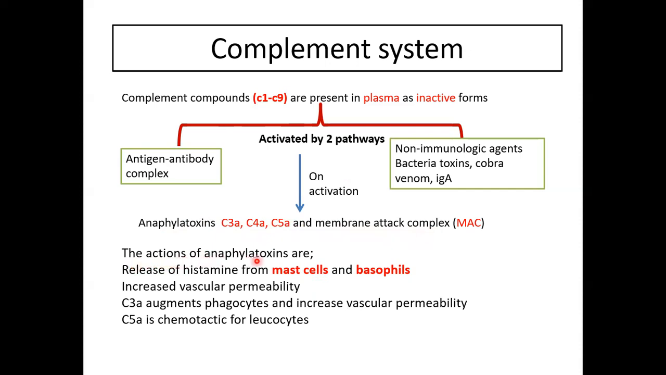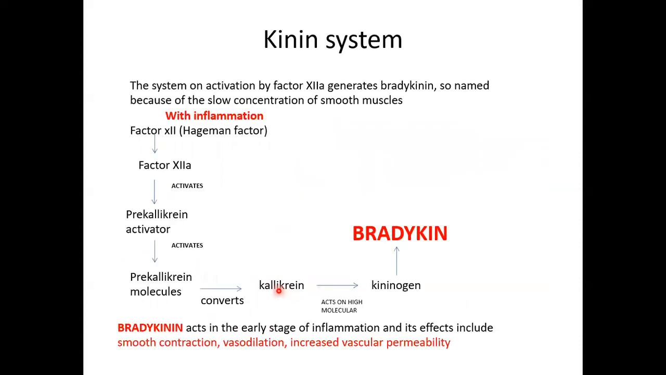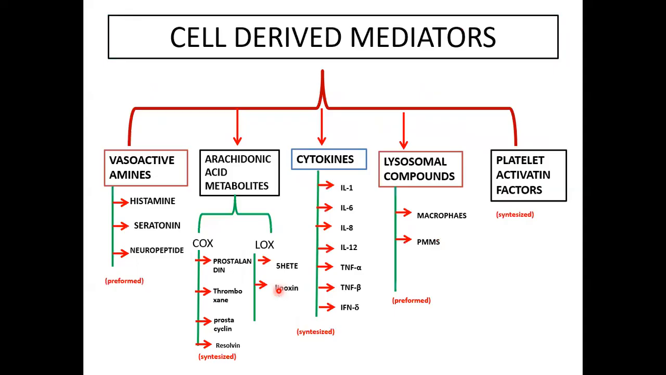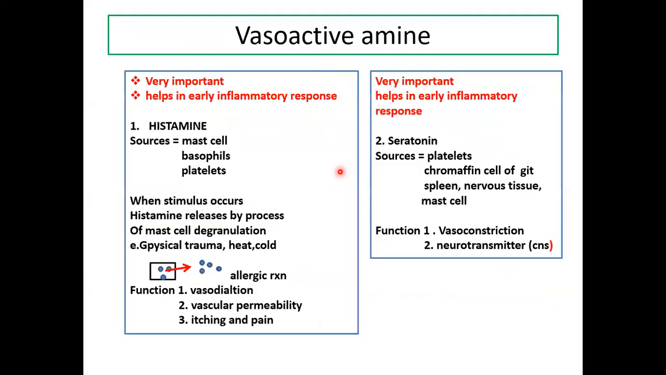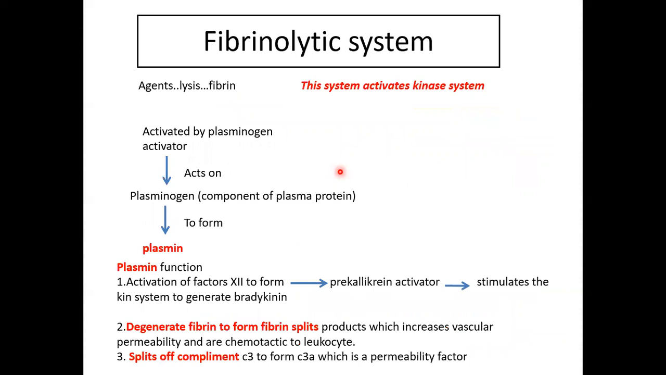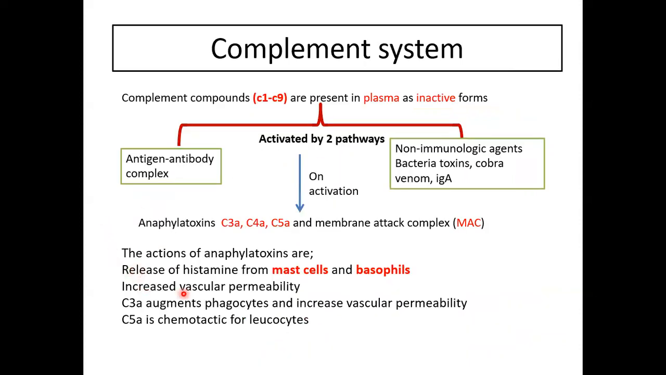Now the actions of the anaphylatoxins: release of histamine from mast cells and basophils, and increased vascular permeability. Increased vascular permeability means gaps form between endothelial cells, so fluid leaves the blood vessel into the tissue. C3a also augments phagocytosis, and C5a is chemotactic for leukocytes. That is all for that.